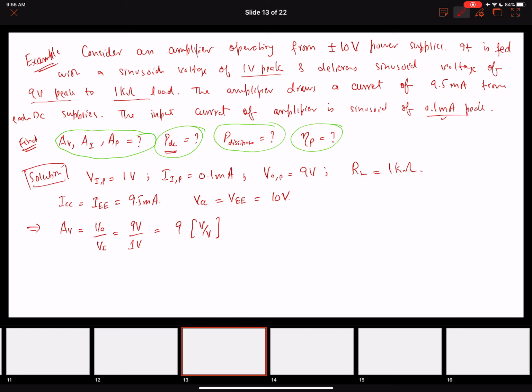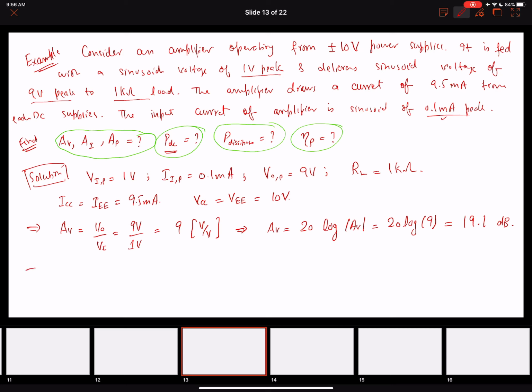Another thing that we need to do is report these numbers in the form of dBs. In order to do that, we know that the voltage gain in dB is equal to 20 log of the magnitude of AV. So it should be 20 log of 9. The answer for the voltage gain is going to be 19.1 decibels. Okay, so we easily ended up finding the value of the voltage gain of an amplifier.